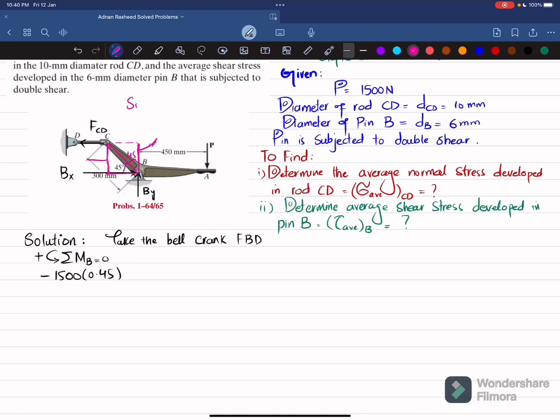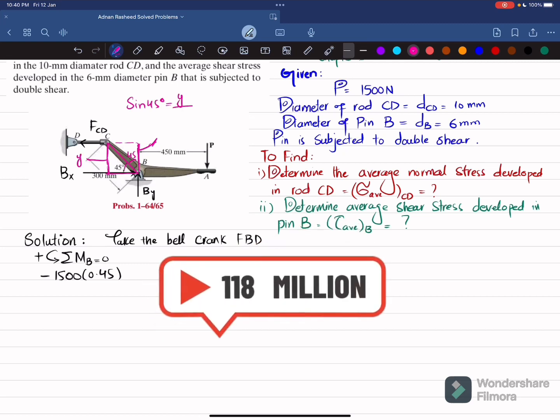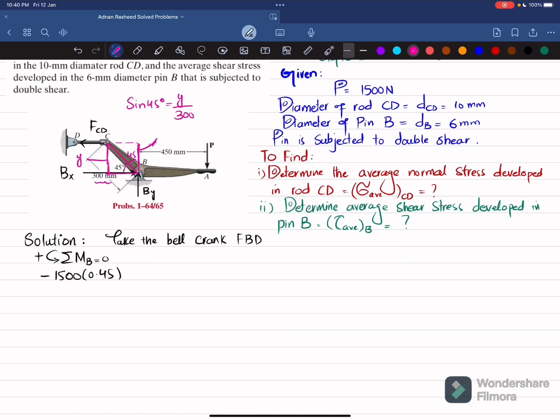So if you take sine of 45 degree, it will be equal to, let this be y, y divided by CB, which is 300 millimeter. So y will be equal to 300 into sine of 45 degree, and the unit will be millimeter. If you want to convert it into meter, it will be 0.30 sine of 45 degree.